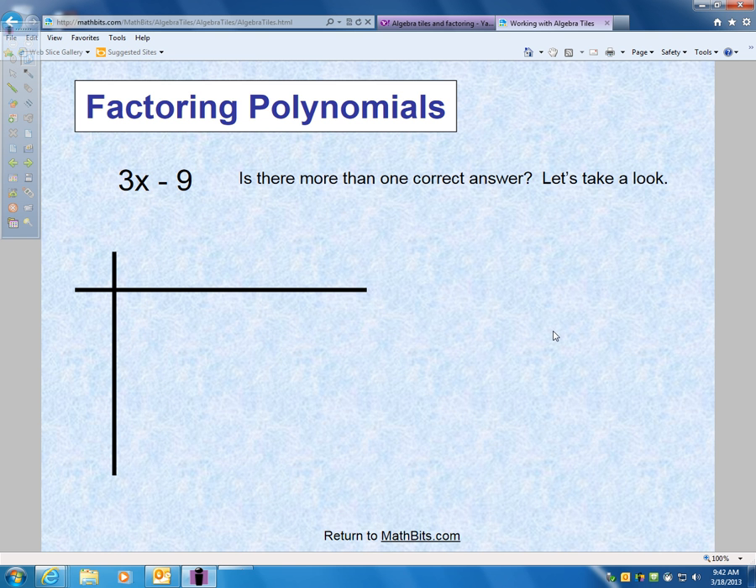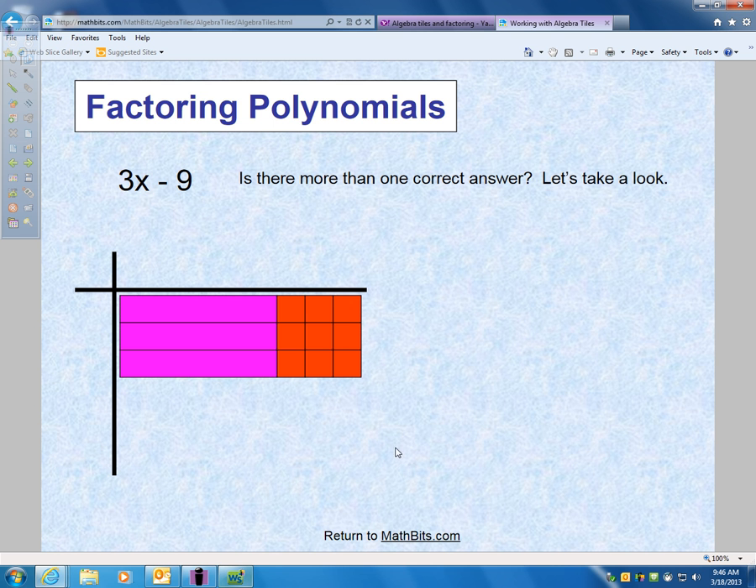Okay? Let's take a look at this one, 3x minus 9. So first of all, I'm going to put 3 x tiles in here and then 9 negative tiles. Okay, so there's 3 x tiles and 9 negative tiles. And remember, you have to create a rectangle in here. If I would have put these 9 tiles down here, I would not have created a rectangle. So with that said, next, we're going to start framing this.